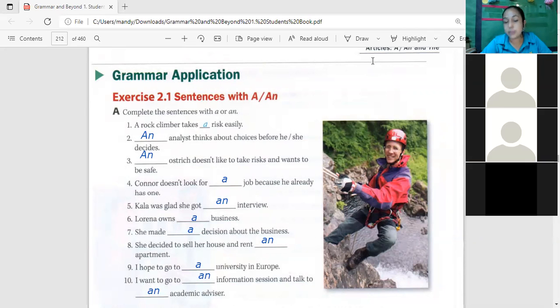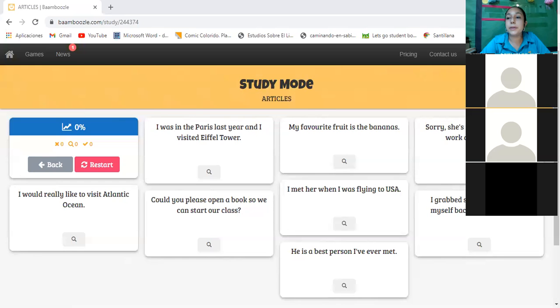So maybe, yes, you finish? Okay, that's good. So let me check, let me see an exercise here. So this part, okay? We have different sentences here, and we try to decide in which part we write an article. We have the first one. I was in the Paris last year and I visited Eiffel Tower. Okay, is it necessary that we use an article?